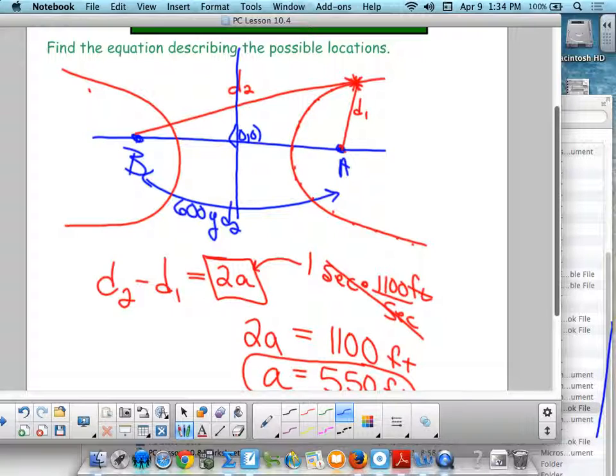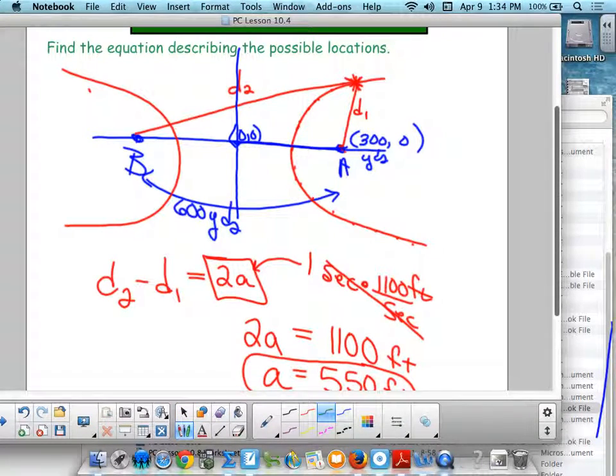Okay, Colton says from here to here is 300 yards. He is correct because they're 600 yards apart. Yeah, but there's a problem here, isn't there? The problem is your A value is in feet and your C value is in yards. Convert it.